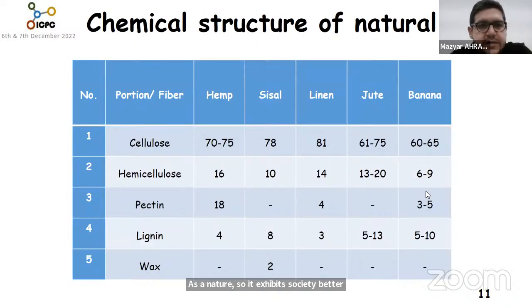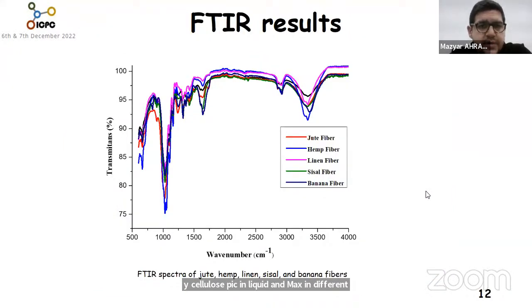In order to characterize the chemical structure of natural fibers, we see that they consist of cellulose, hemicellulose, pectin, lignin, and wax in different percentages, as you can see in this table. And also, we carried out FTIR results. So the OH stretching vibration is related to the broad peak at 3,000 to 3,600, as you can see here.